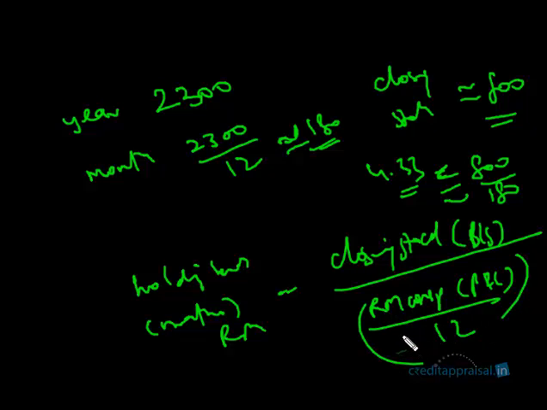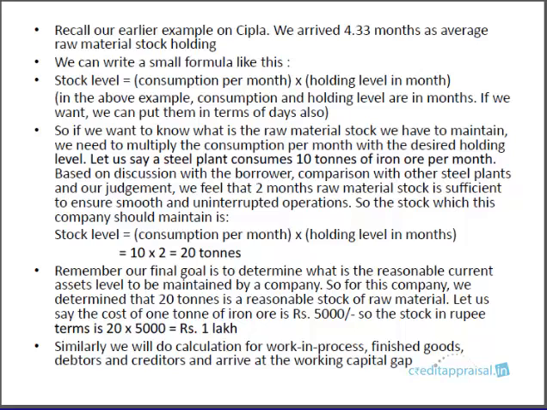This is what basically we did. So we can write up a small formula like this: closing stock divided by per month consumption. Per month consumption is total annual consumption divided by 12. So this is what we did. So we can write up this formula, and from now on we are going to use that formula.